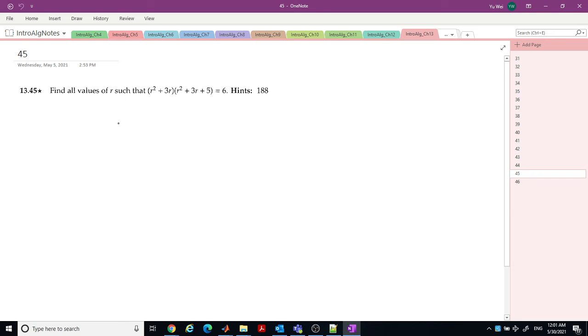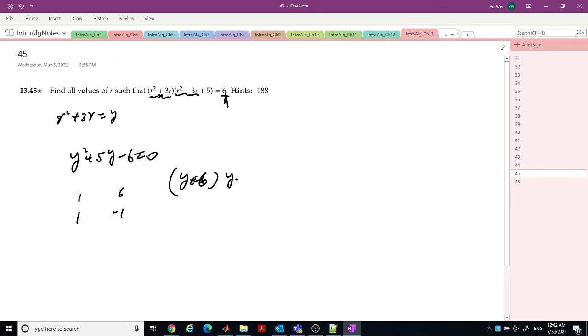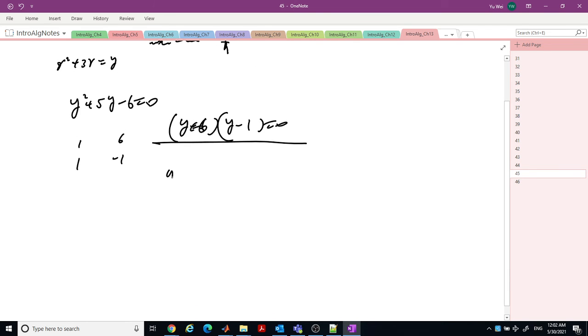So we are trying to solve the value. Okay, let's see, because here is the 6, right? We have to expand, but when we expand, we see this common term. So let's set r squared plus 3r equals y, then we have y squared plus 5y minus 6 equals 0, right? So now we know 1 and negative 6. So we know (y plus 6)(y minus 1) is equal to 0. So y is equal to negative 6 or y equals 1.